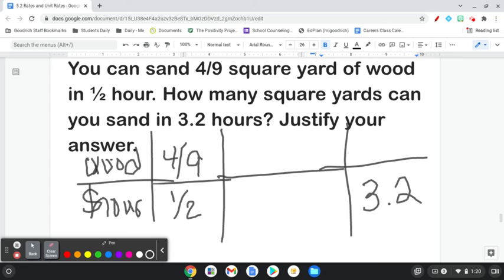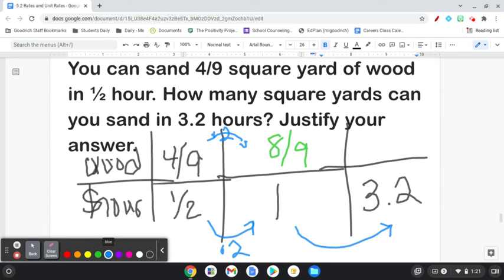One thing that could help is finding the unit rate. So how much for 1 hour? Well, I can see here that to get from half an hour to 1 hour, I'm going to times by 2. So I'm going to do that with my square yard of wood as well, which is going to give me 8/9. Then to get from 1 hour to 3.2 hours, I times by 3.2.